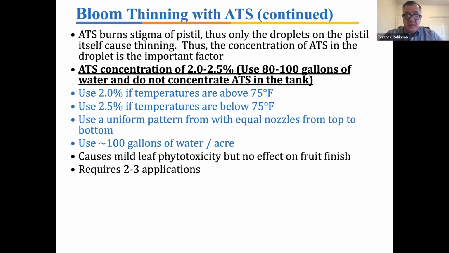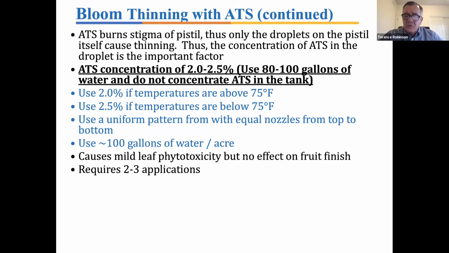So I actually like to see some leaf margin burning to know that I sprayed the product right. If I don't see any leaf margin burning, I wonder whether the rate was even reasonable to cause thinning. And then lastly, if you go this route with ATS, one application is never enough. You have to run the model a second time and spray a second time.